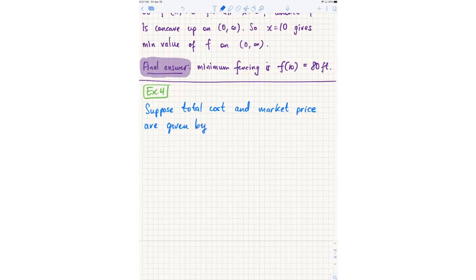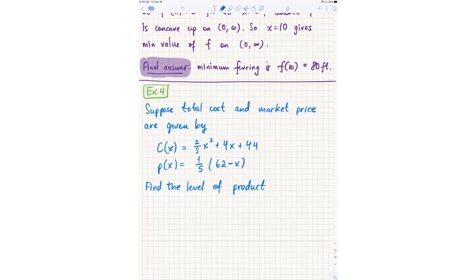Okay, so suppose you produce X units, and your total cost is 2/5 X squared plus 4X plus 44, and the market price is 1/5 times (62 minus X). Find the level of production that maximizes profit. So this is the main application in this section.